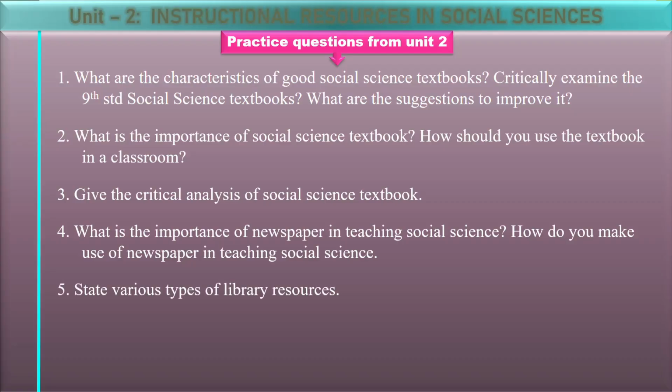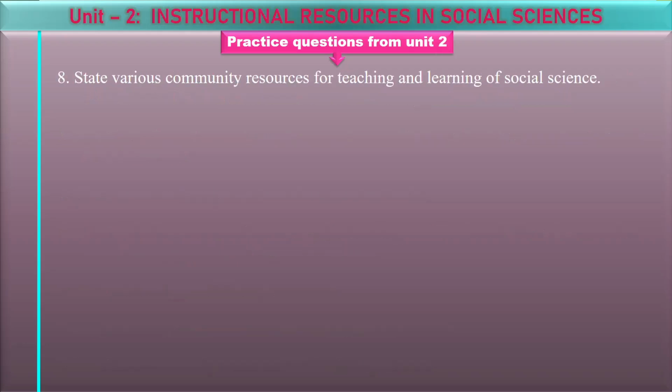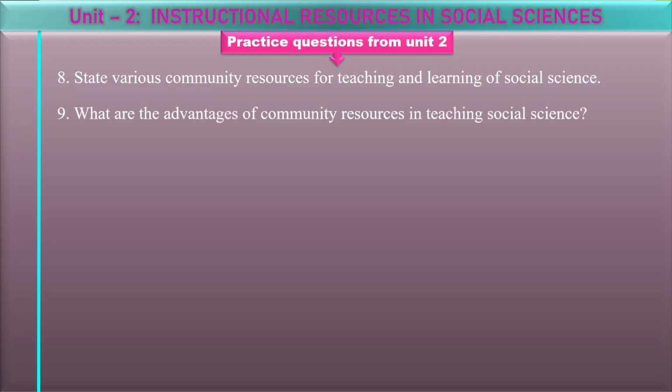Next question is, state various types of library resources. Explain library as a resource for studying social science. What are community resources? State its importance. State various community resources for teaching and learning of social science. What are the advantages of community resources in teaching social science?